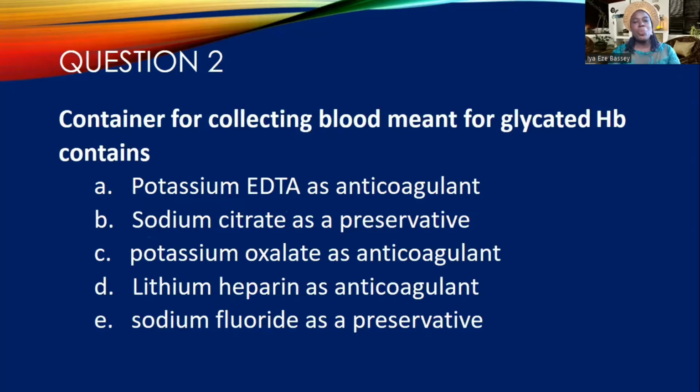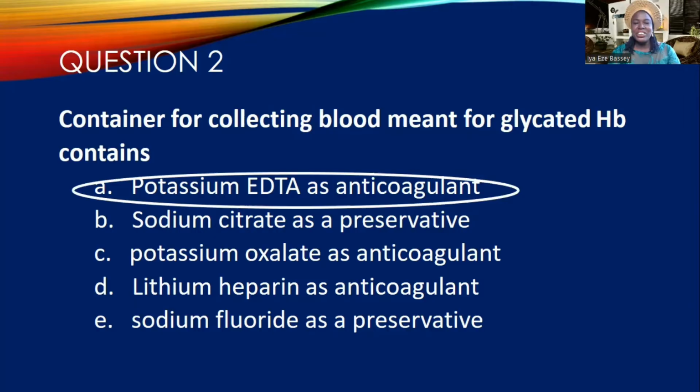Question 2. Container for collecting blood meant for glycated hemoglobin contains A, potassium EDTA as anticoagulant. B, sodium citrate as a preservative. C, potassium oxalate as an anticoagulant. D, lithium heparin as an anticoagulant. And E, sodium fluoride as a preservative. So what's your answer? I will choose potassium EDTA as an anticoagulant.